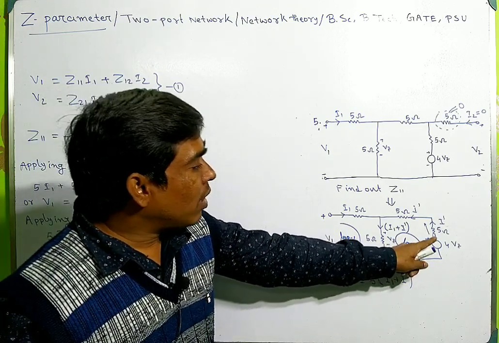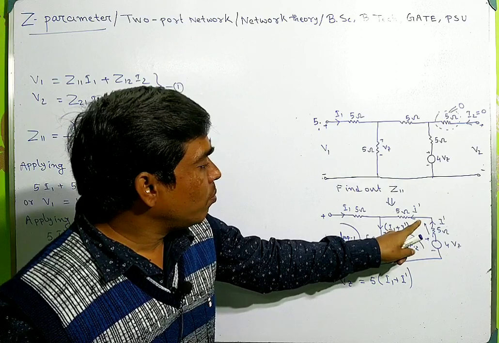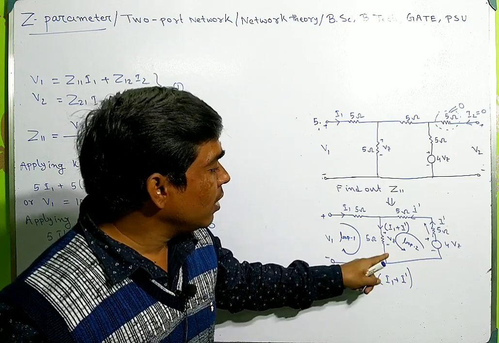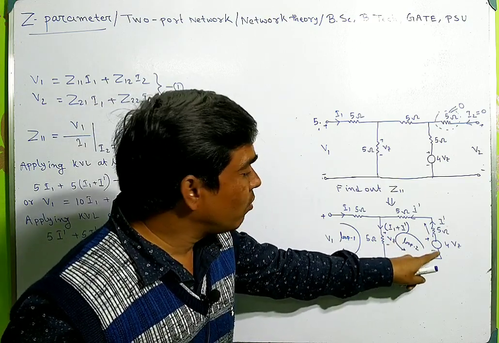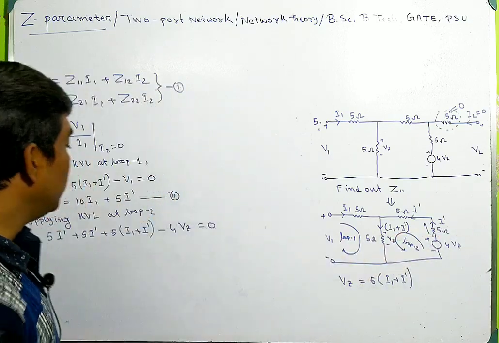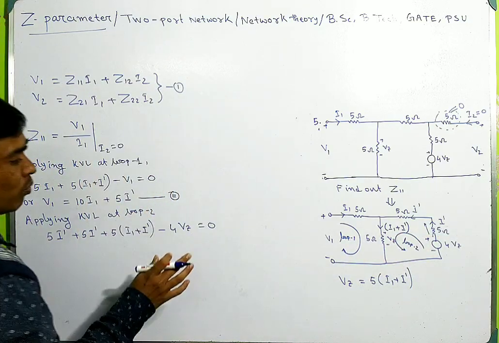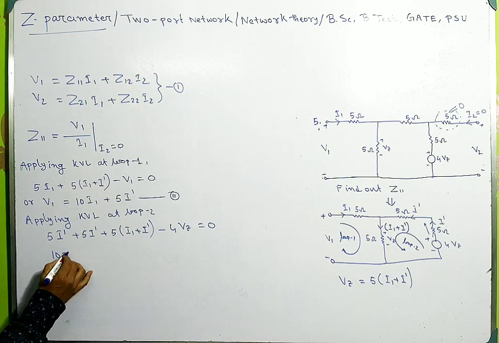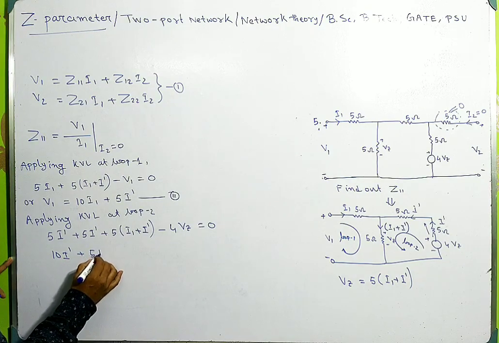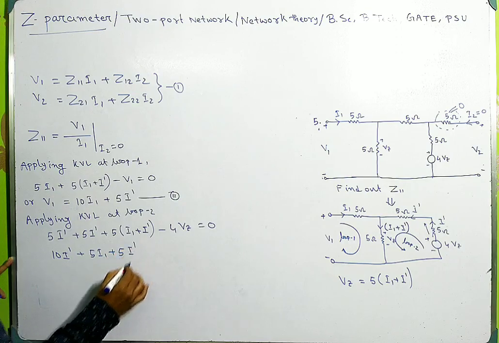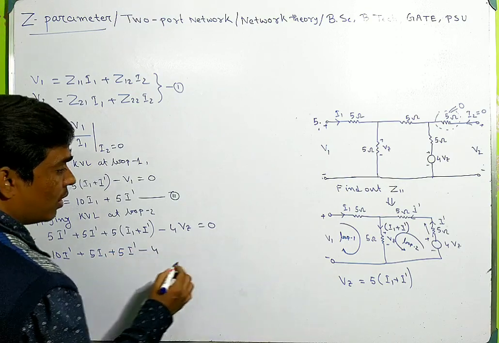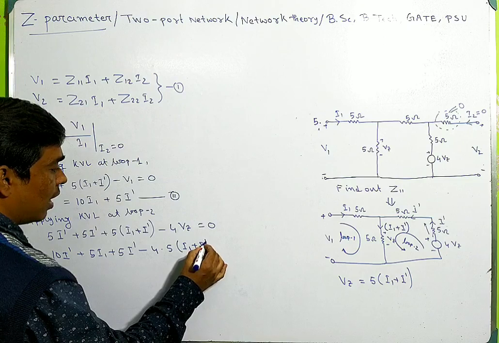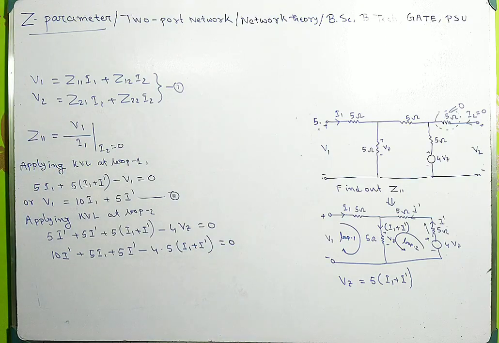In this loop I start from here, so 5 into I dash plus 5 into I dash plus 5 into (I1 plus I dash), that means Vz. This is plus minus and this is minus plus, so it will be minus 4 Vz. We have to put in the value of Vz, so this is 10 I dash plus 5 I1 plus 5 I dash, minus 4 into Vz, where Vz is 5 into (I1 plus I dash), equals 0.